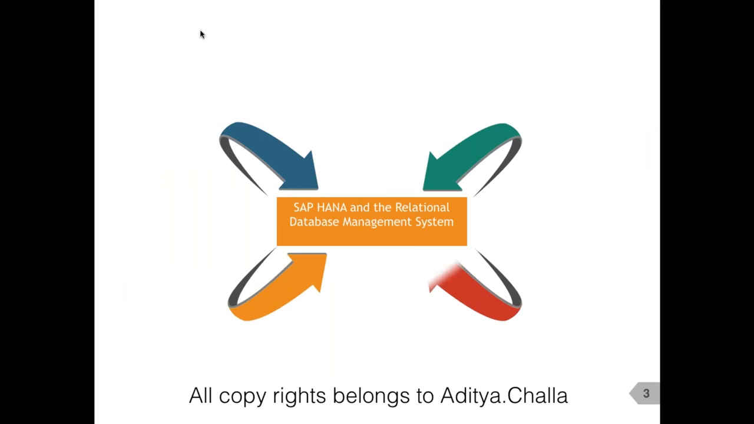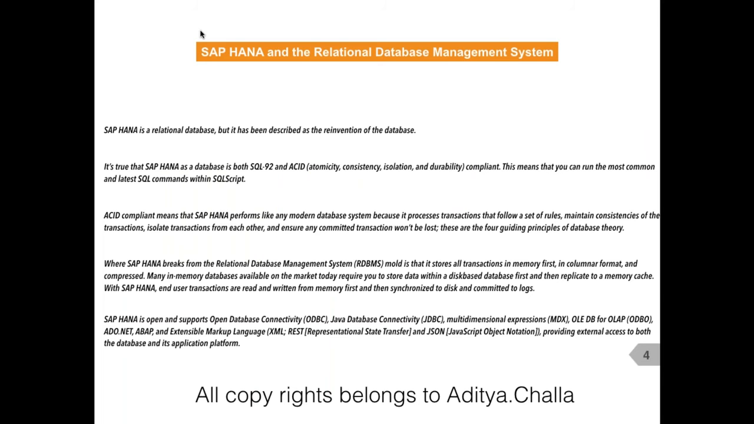Number one, HANA and the relational database management system. What is the difference between these two things? SAP HANA is a relational database, but it has been described as a re-innovation of the database. This is nothing but a relational database, but it is re-innovated in the whole SAP HANA database.